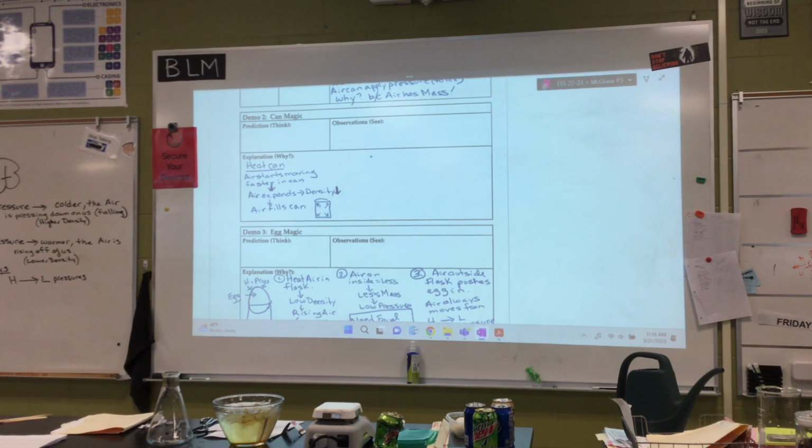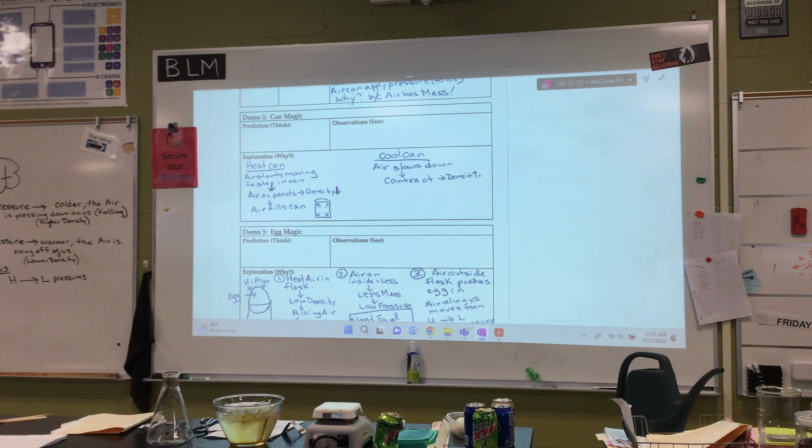Okay. Now, then we cool the can, because I quickly turned it over inside the ice. The air particles now are not moving faster. What are they doing? Moving slower. Air particles slow down. So they're no longer expanding. What are they doing the opposite? Contract. Right. They contract, because the density is doing what? High. Right. The density increases.